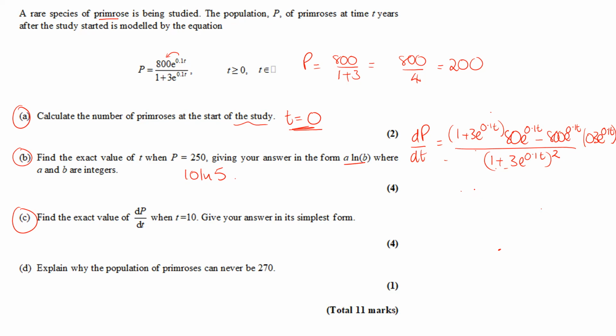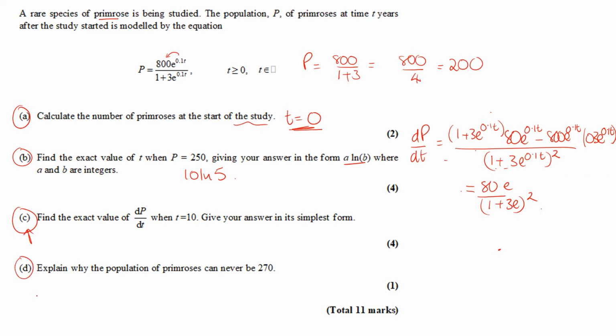Now, when we tidy all that up and multiply that out, just to speed us up so we can get on to some integration, you're going to get 80e over 1 plus 3e, all squared. That will be what we get for part C when we put t equal to 10 in.